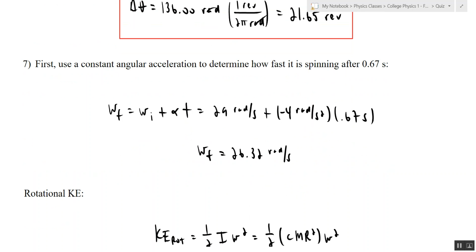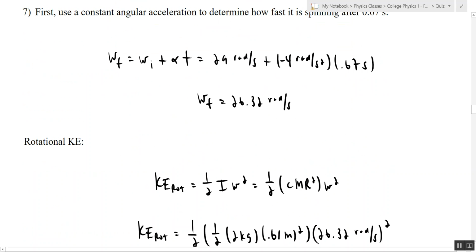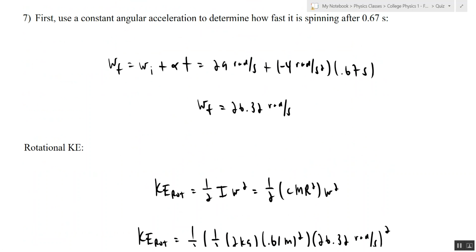So 7 was: what is the rotational kinetic energy that something has? You first have to figure out how fast it's spinning, because how fast it's spinning is related to how much rotational kinetic energy it has. So you use this equation to figure out how fast it's spinning after 0.67 seconds, because we know the time. We know the angular acceleration is once again negative because it's clockwise, and you know the initial omega. So after 0.67 seconds, it's 26.32 radians per second. That's how fast it's spinning.